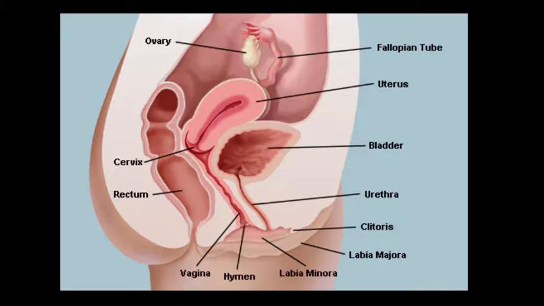So the female reproductive system consists of the following. First is the primary sex organ. What is the primary sex organ? Those parts which produce gametes, and the female gamete is the egg. It is generated from the ovary. That's why the primary sex organ in female is the ovary.